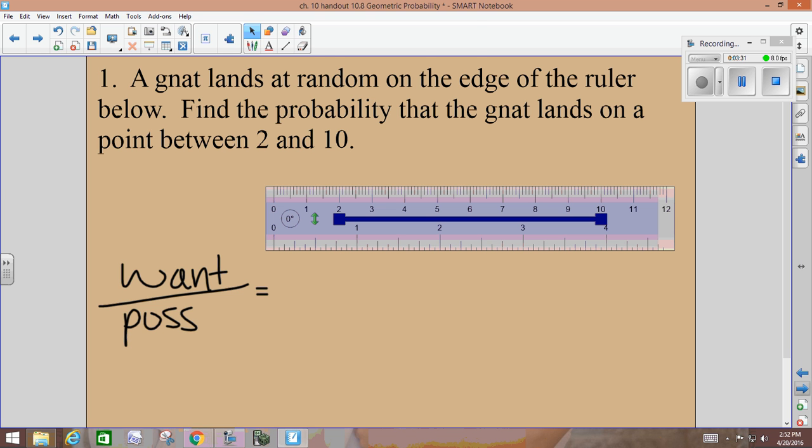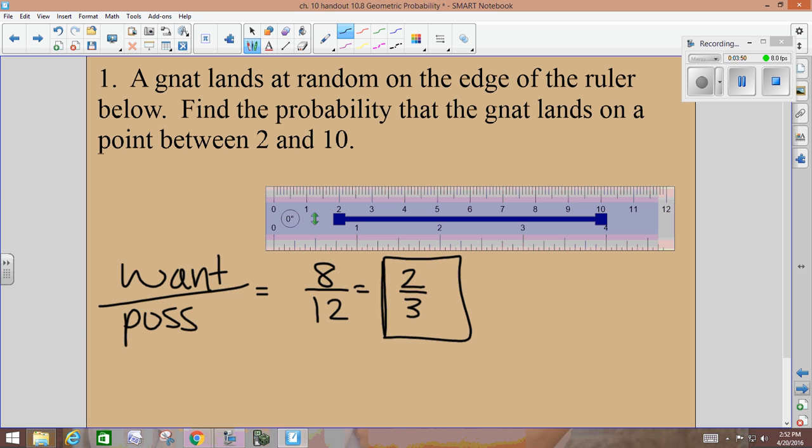8, right? Yeah, you just subtract them. So we want him to land in an 8-inch length, but he could land anywhere on the ruler, and how long is our ruler there? Careful. It is 12. It goes one more. So 8 out of 12 reduced by 4, 2/3. So he has a 2/3 chance of landing in that area.